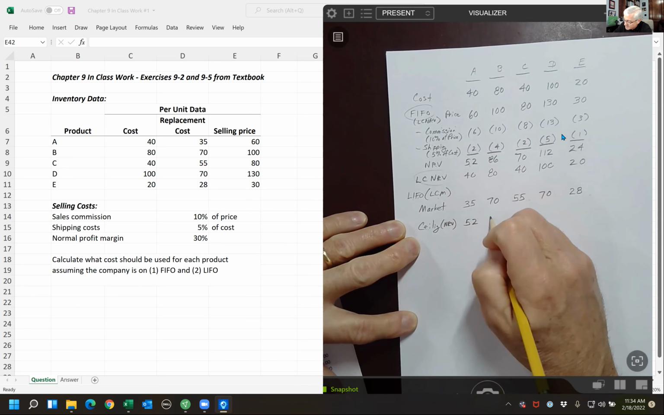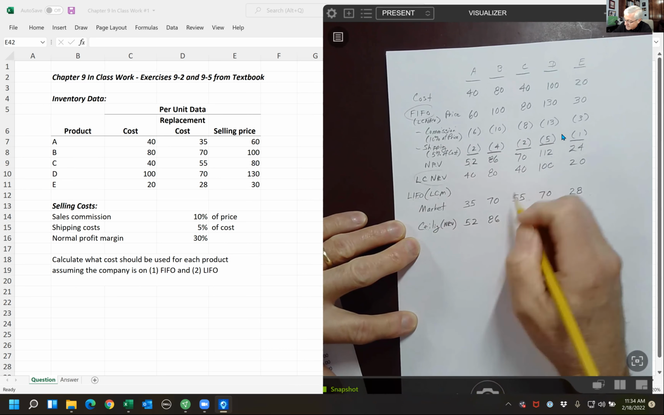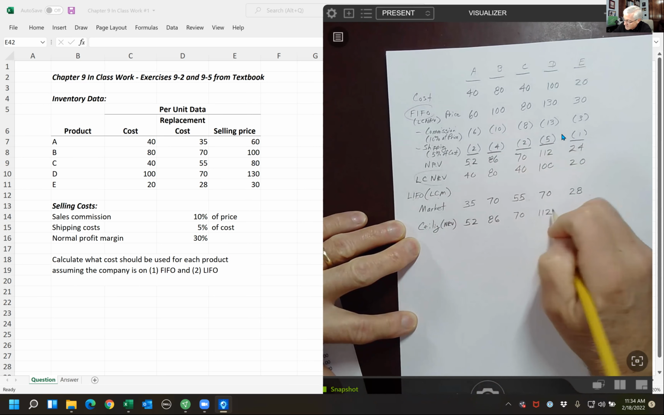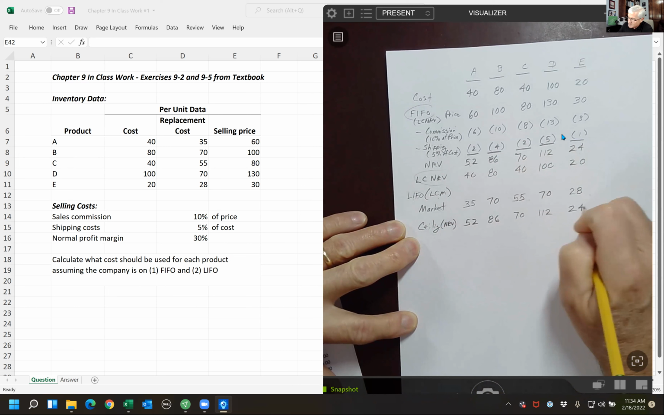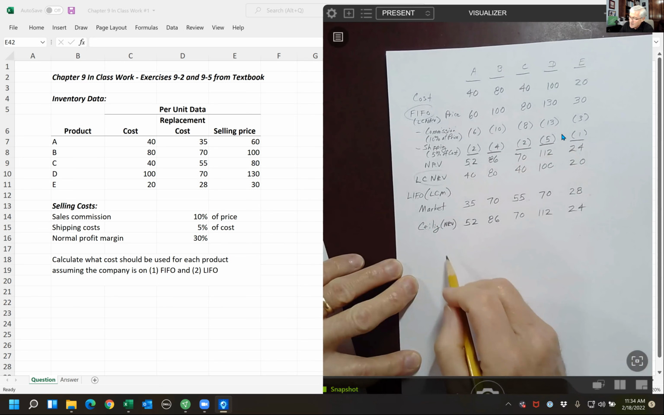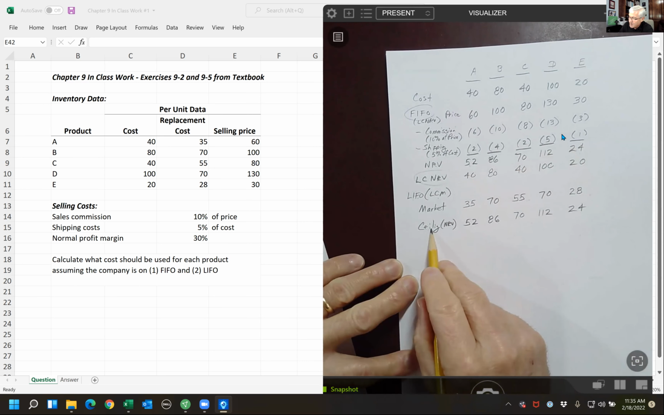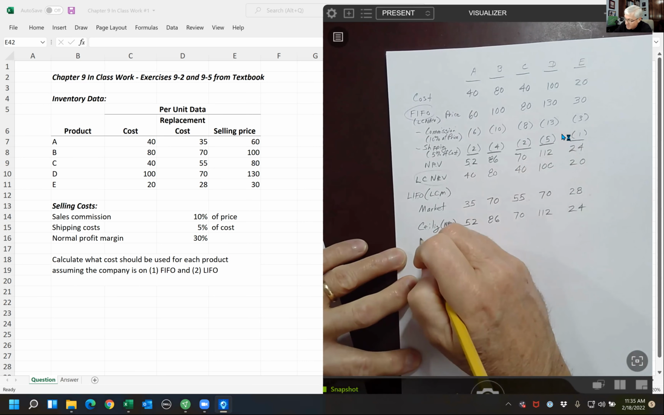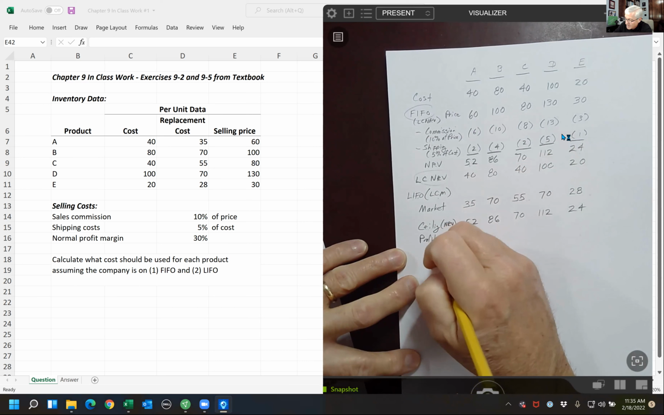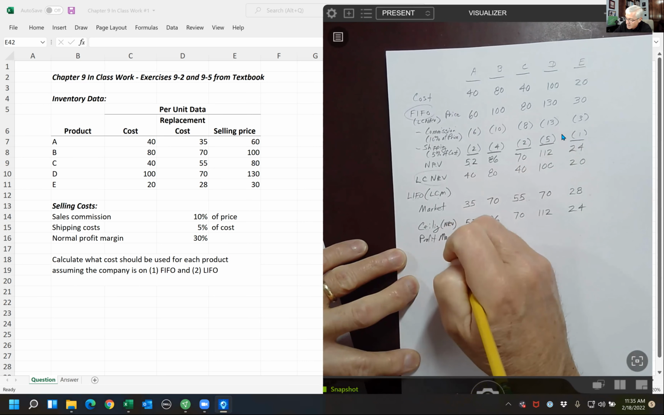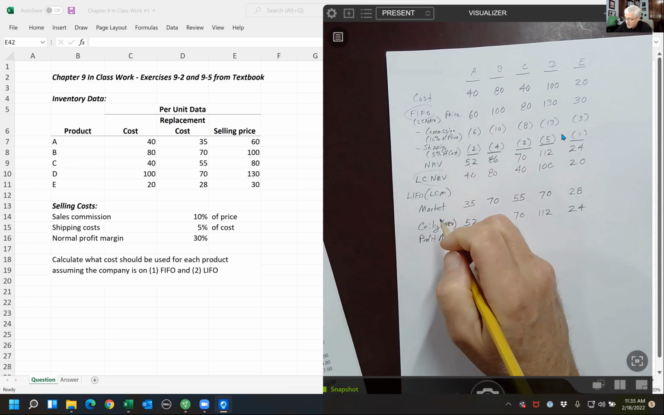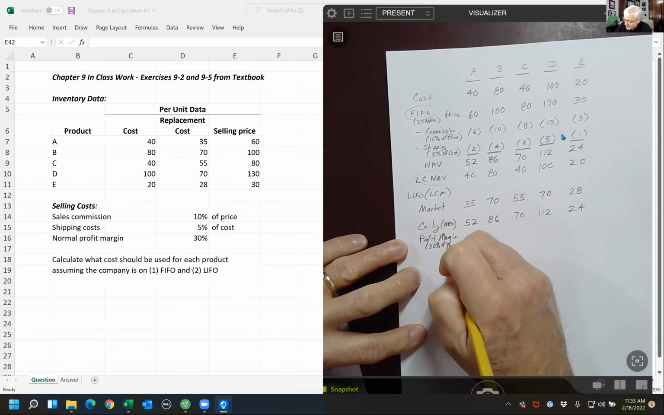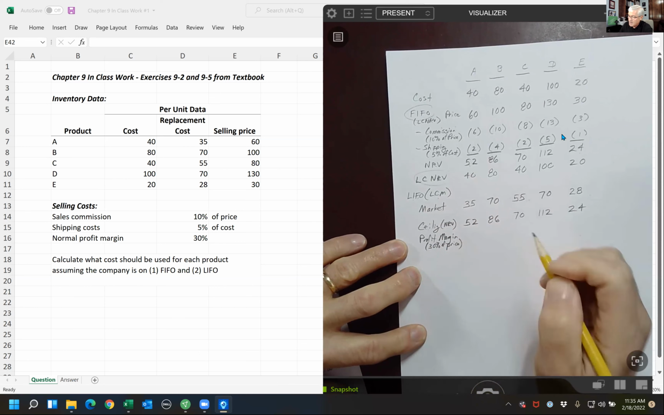52, 86, 70, 112, 24. And the floor is going to be the ceiling, the net realizable value, minus a profit margin. And that's going to be 30%. And that's going to be of the price. The profit margin is calculated off the price.